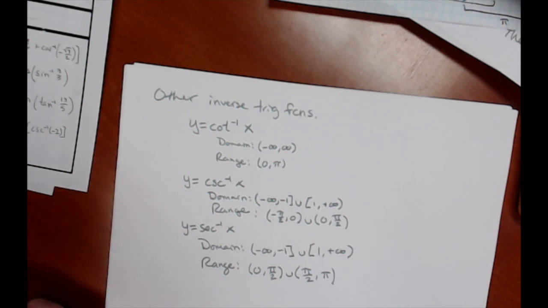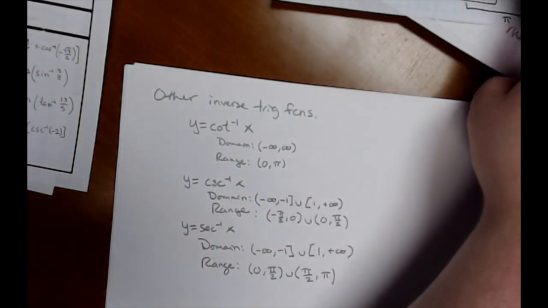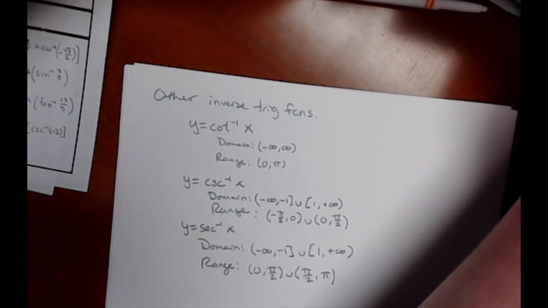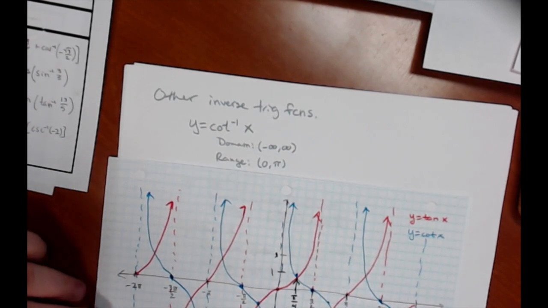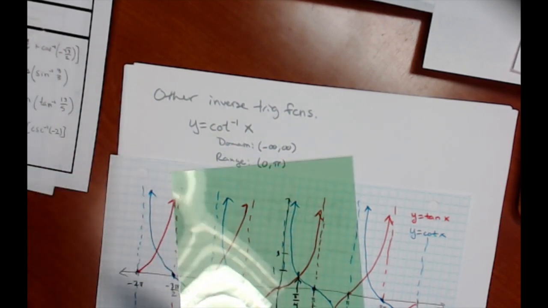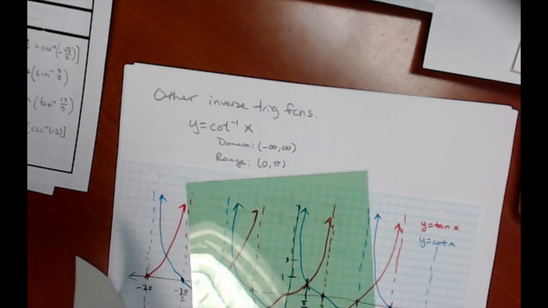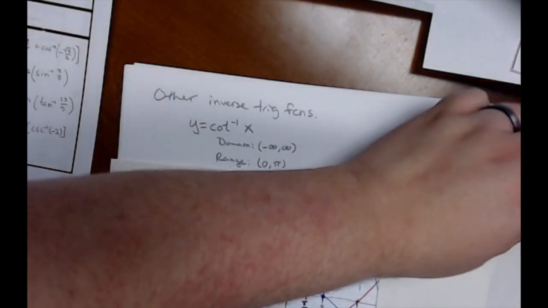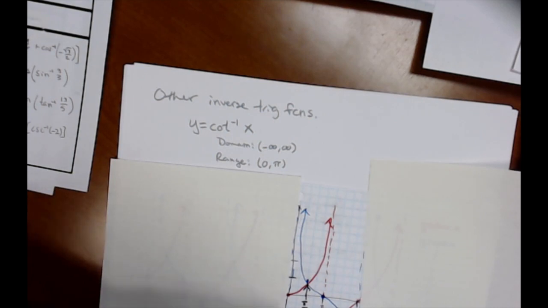So let's go ahead and look at those graphs. Well, we'll go ahead and start with cotangent because that one's right here. If I take my handy-dandy transparency paper, first I said we'll restrict it to be between 0 and pi. So that's this first repeat of our cotangent function.